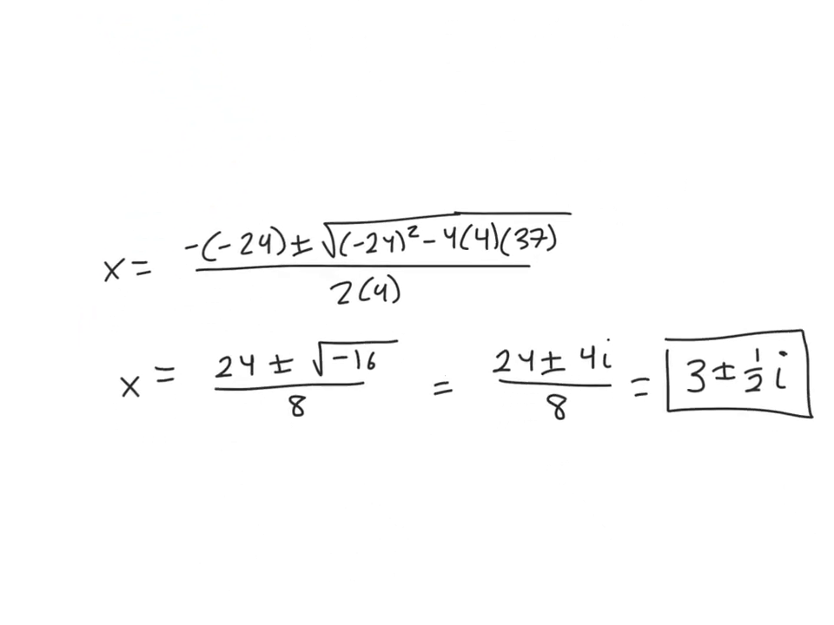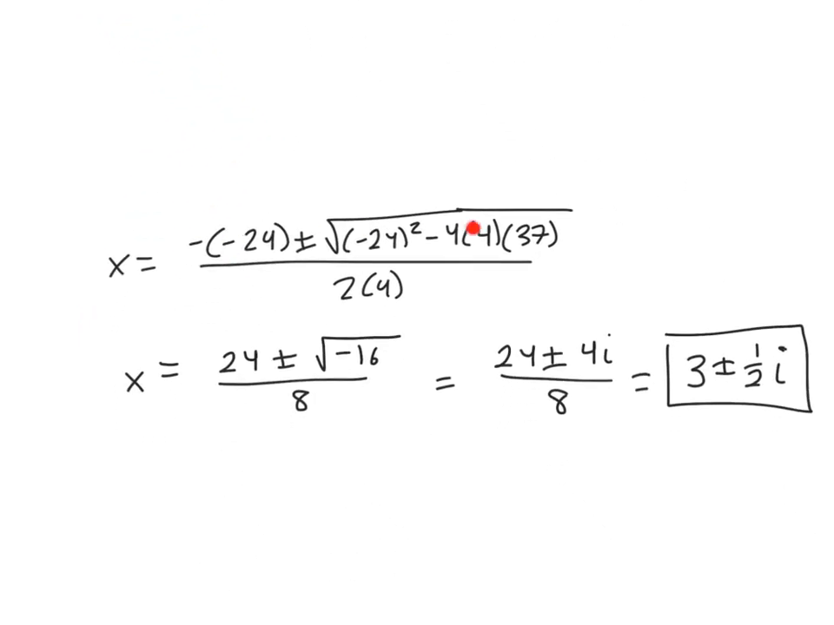All right, go ahead and check here. So after you substitute and simplify, you get the square root of negative 16, so that's how you know you're going to have a complex answer. So that becomes 4i. So we have 24 plus or minus 4i all over 8, which becomes 3 plus or minus 1/2 i. So make sure to separate the real and the imaginary to have a true complex number.